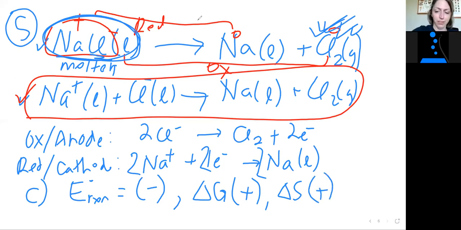So it looks like we're increasing in disorder, or we're increasing in how dispersed the matter can be. So I would say that entropy is positive. Okay, so that's a good question.